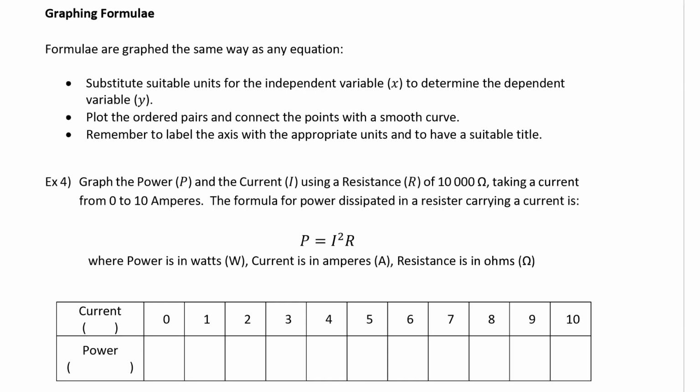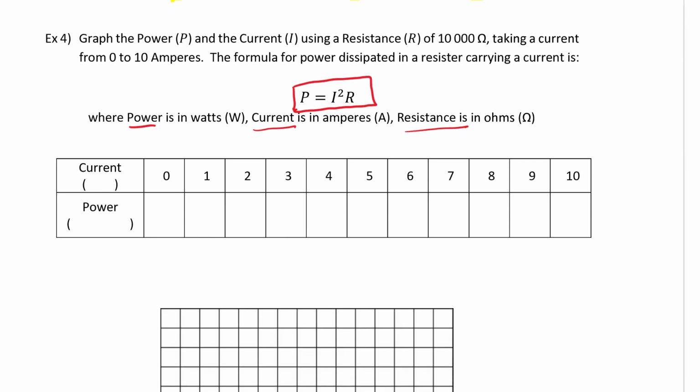The last topic of today is going to be graphing of formula. If we're given a formula, for instance, P equals I squared R. This is power is equal to the current squared multiplied by the resistance. What we do, we substitute in our units for the independent variable, and we determine the dependent variable. We then plot the ordered pairs, connect it with a nice smooth curve, label your axes with appropriate units and a suitable title. Here's example 4 here.